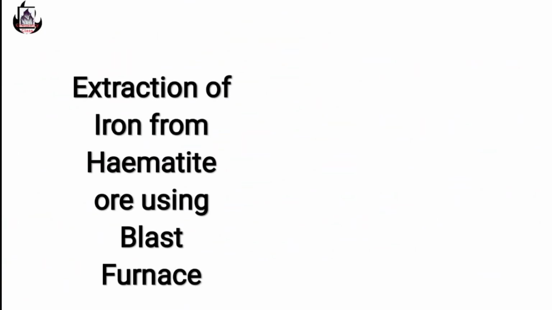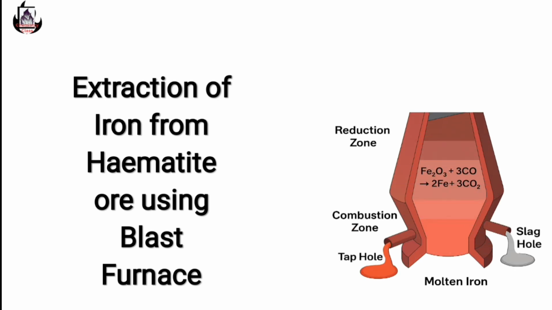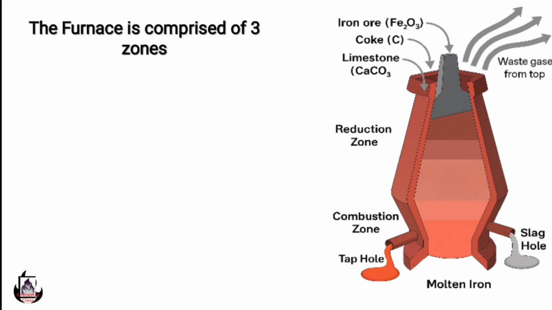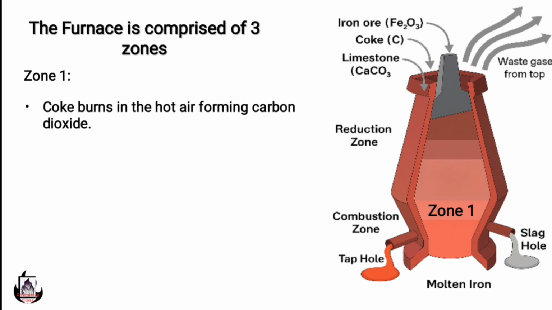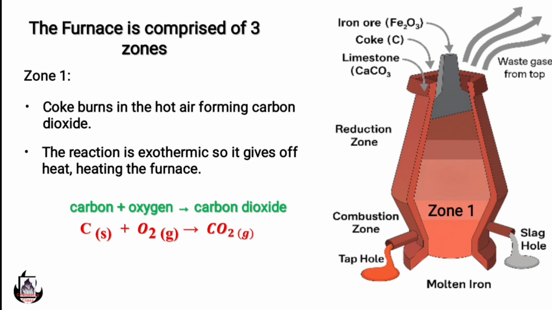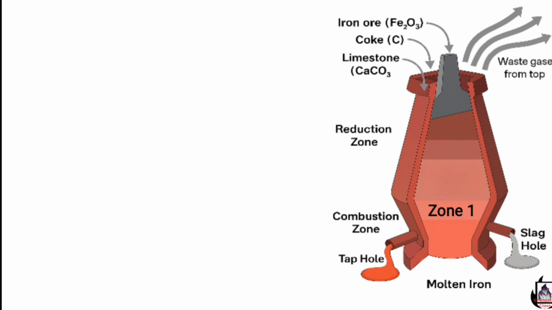Now let's understand these steps through the extraction of iron from hematite ore using blast furnace. The blast furnace is comprised of three zones. Zone 1, coke burns in the hot air forming carbon dioxide. The reaction is exothermic, so it gives off heat, heating more in the furnace. Let's see the reaction involved in zone 1, that is carbon and oxygen combine together to form carbon dioxide. In the form of chemical reaction, carbon solid plus oxygen gas gives carbon dioxide gas.